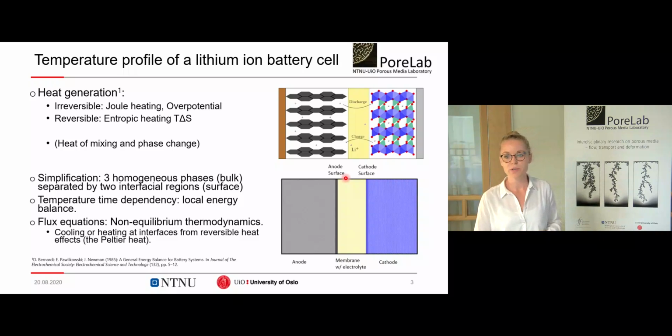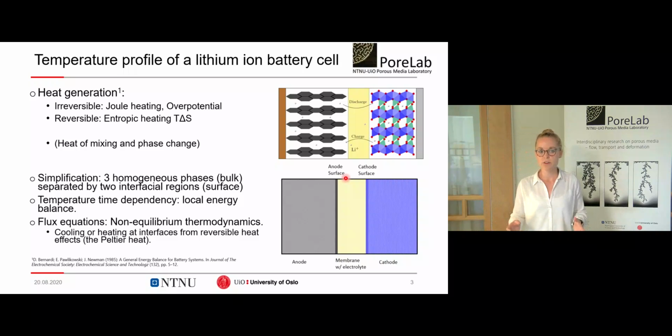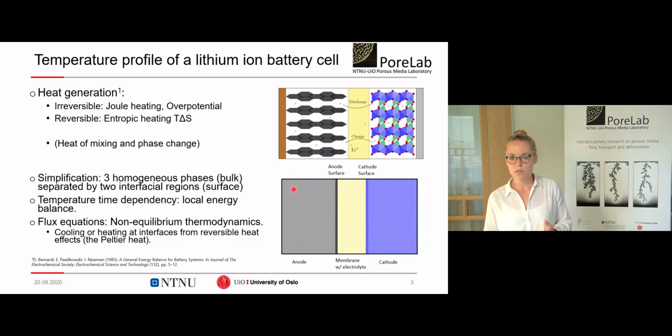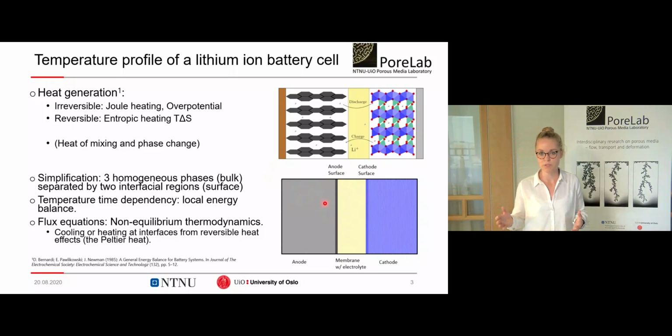So what we are doing in our model is, first of all, we're simplifying the system. So rather than including all the single particles that you have within the anode and cathode material, we're simplifying and saying we have three homogeneous phases, which are our anode bulk, the membrane with electrolyte bulk, and the cathode bulk, which are separated sharply by two interfacial regions, the anode surface and the cathode surface.